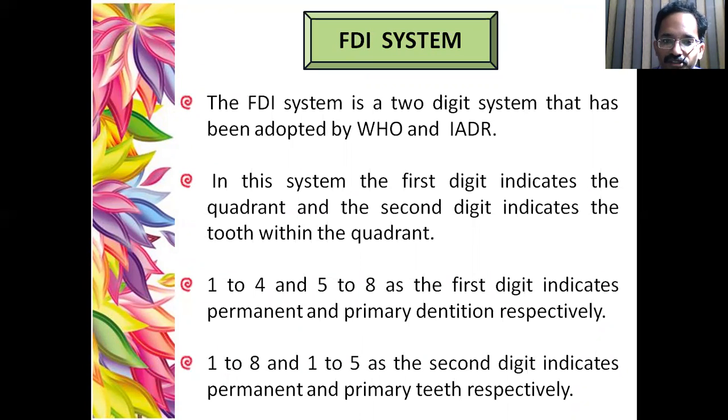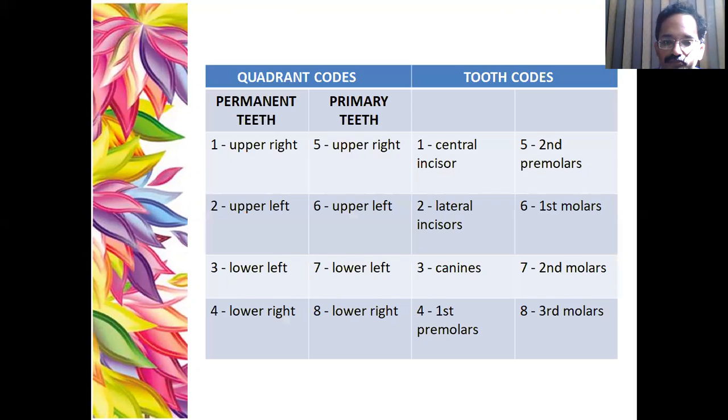The next is the FDI system, which is a 2-digit system that has been adopted by WHO and others. In this system, the first digit indicates a quadrant and the second digit indicates the tooth within the quadrant. 1 to 4 and 5 to 8 as the first digit indicates permanent and primary teeth respectively. 1 to 8 and 1 to 5 as the second digit indicates permanent and primary teeth respectively. So these are the quadrant codes and the tooth codes.